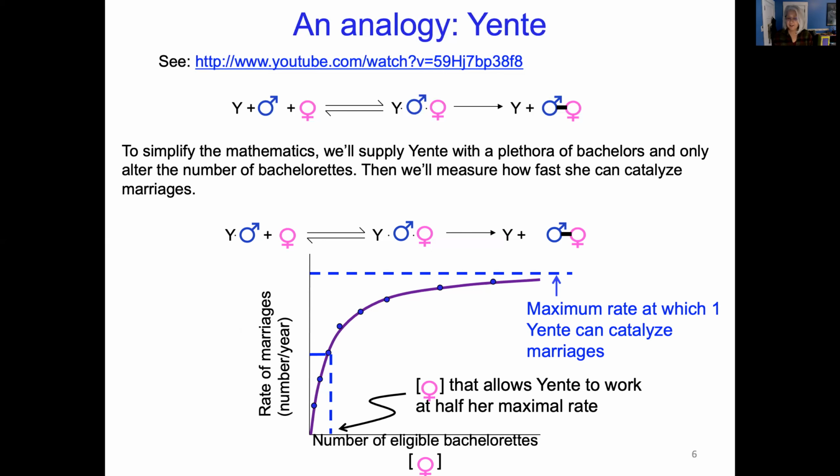And this is what we often do in analyzing curves like this, is look at the half maximal, okay? So we're gonna see that used a lot here, is that what is the number or concentration of bachelorettes that allows her to work at half the maximal rate?